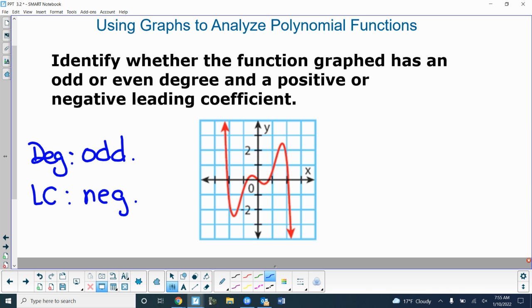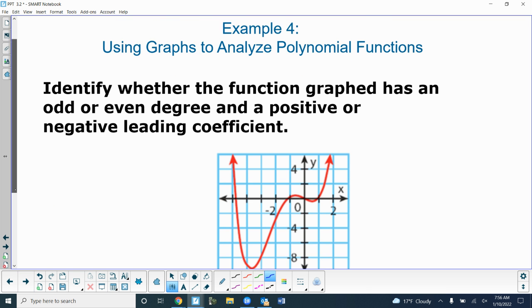You don't have to actually tell me what the degree is or the leading coefficient. You just have to tell me odd or even, positive or negative, looking at it. Okay? Now, it crosses 1, 2, 3, 4, 5 places. It's probably a degree of 5. Is that an odd number? Yeah, but you don't have to worry about that.